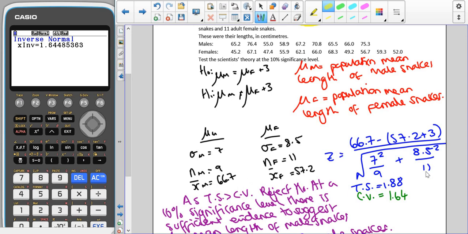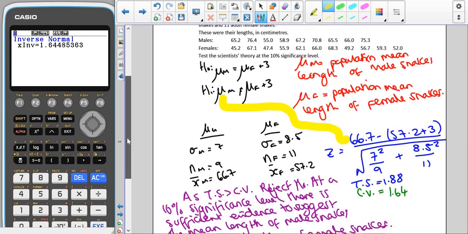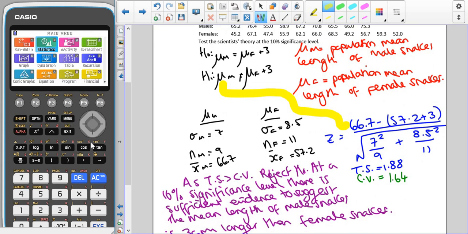Then to find the Z value, our test statistic, we have to use the formula. If you think about how you would rearrange this, we'd have 66.7 minus the female plus 3, so minus 87.2 plus 3, divided by the square root of 7 squared over 9 plus 8.5 squared over 11. When we put that in our calculator, we get a test statistic of 1.88 to 3 significant figures.